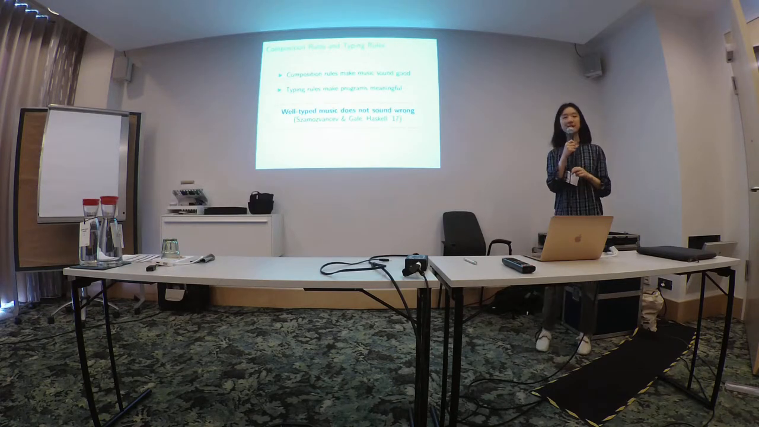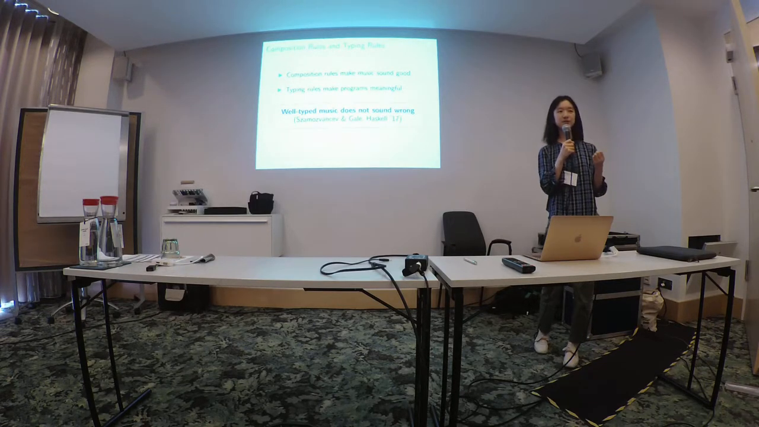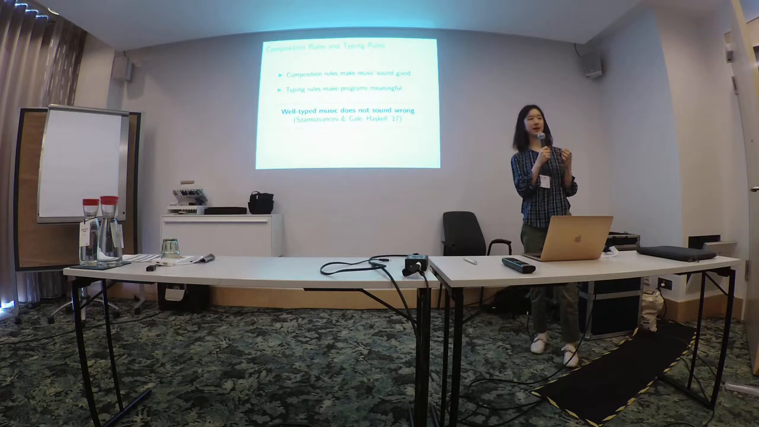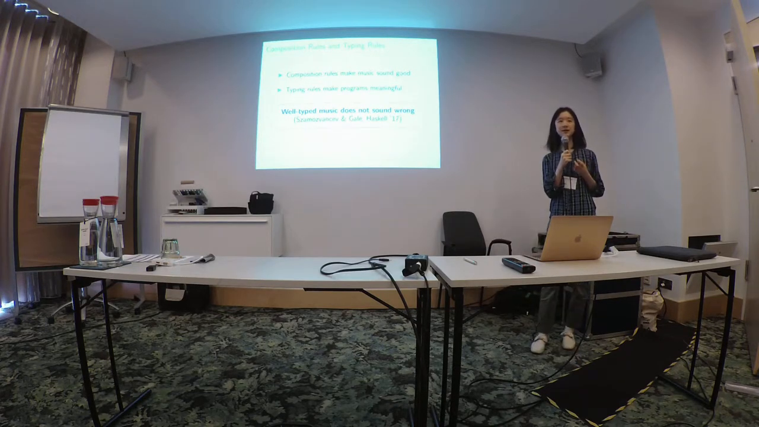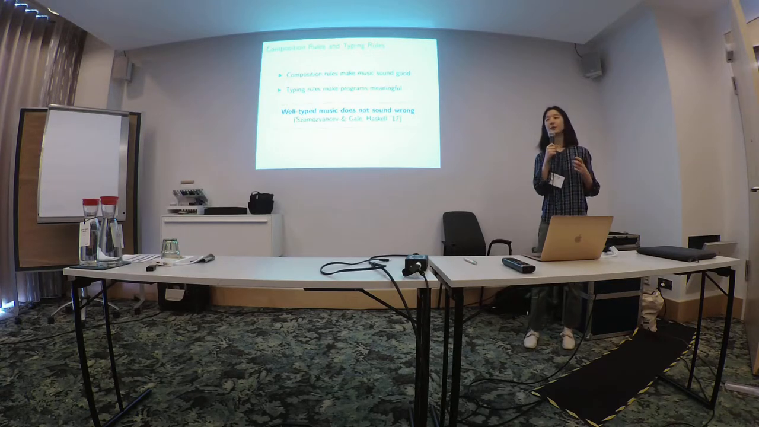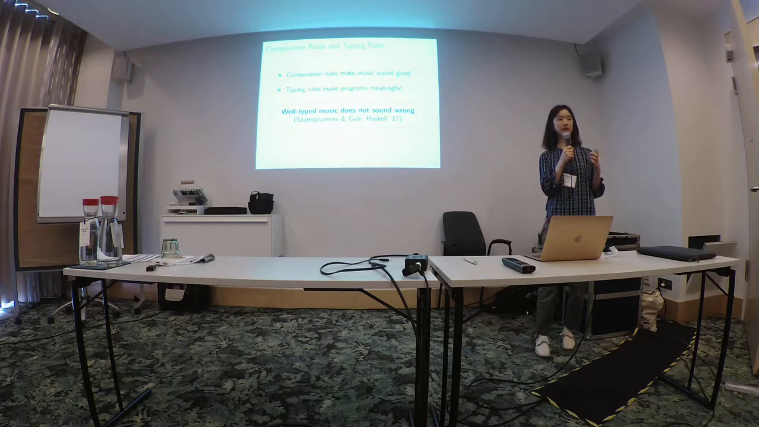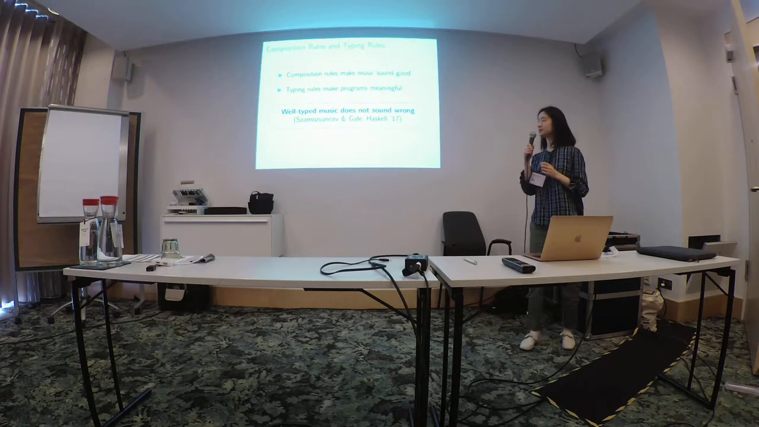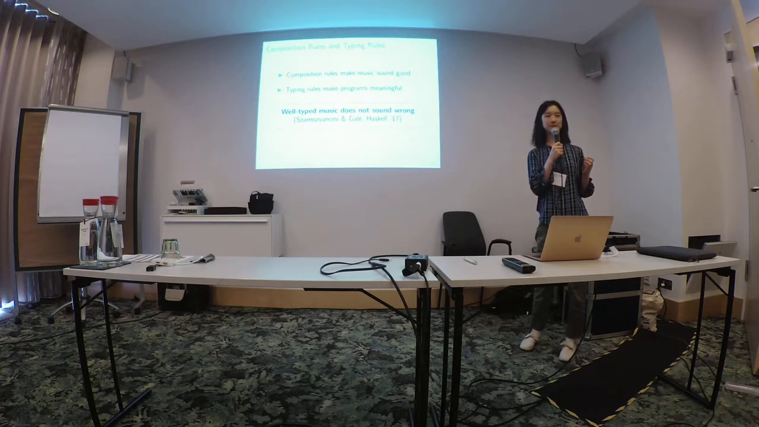So, in music theory, we have composition rules for making music sound good. Whereas in type theory, we have typing rules for making programs meaningful. So this similarity has inspired a new paradigm of music composition, where music rules are encoded as types, and violation of those rules are reported as type errors. Thus, we obtain the guarantee that well-typed music doesn't sound wrong, just like well-typed programs cannot go wrong.